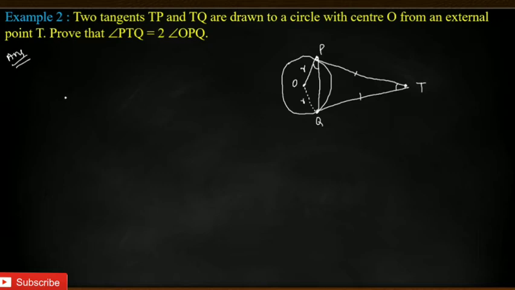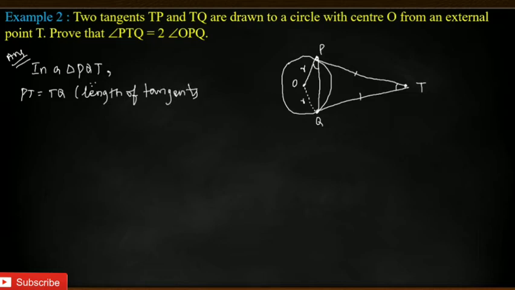First, I am taking one triangle, that is PQT. PQT, that isosceles triangle I am taking. In triangle PQT, I am telling two lengths are equal. PT is equal to TQ. These two lengths will be equal because the length of tangents from an external point is always equal. So you just write here, why I am telling this is equal: because these are lengths of tangents.